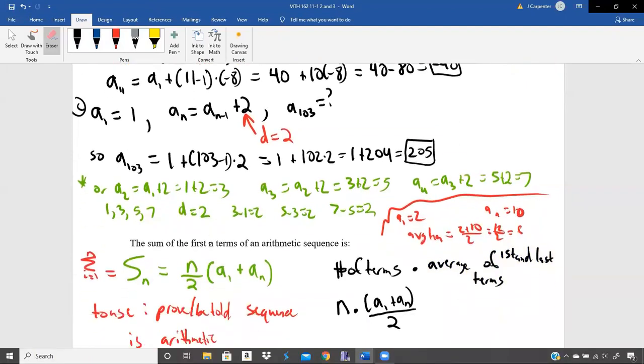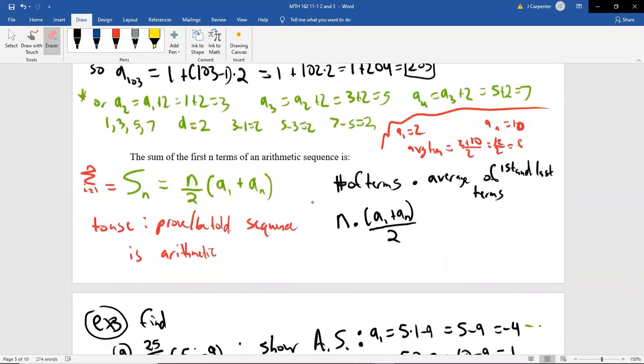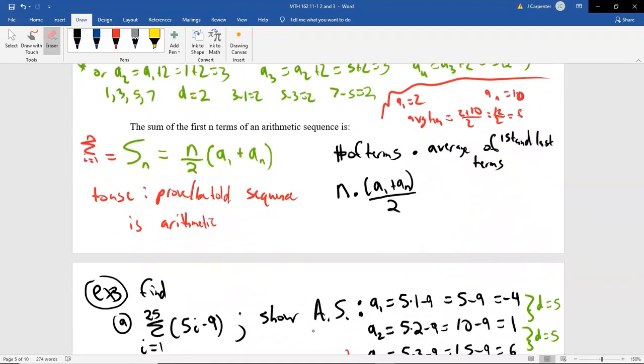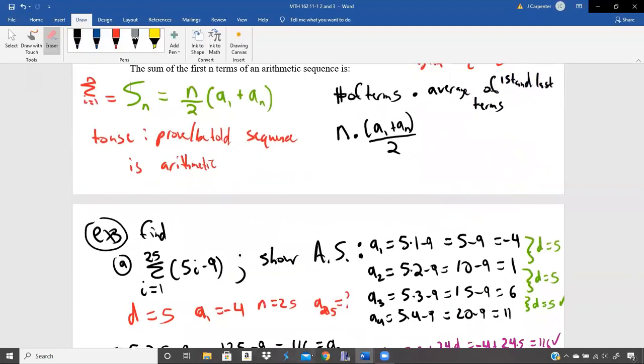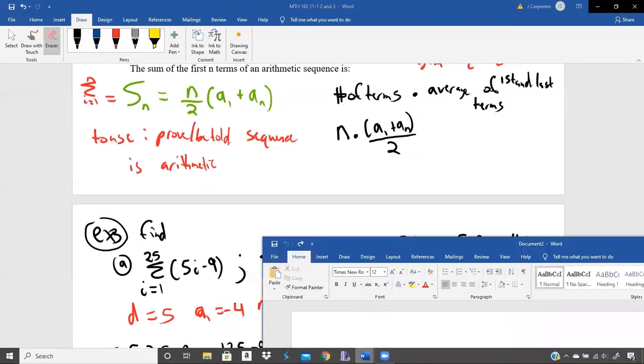With our 5 minutes left, we'll use this to prove that if the sequence is arithmetic, the sum follows this formula. Oh, and I didn't show you this part either. This was just me rearranging the n and the 2 to put the average part there. But with our last few minutes, let's try out one of these. Cover your eyes, avert thine eyes.